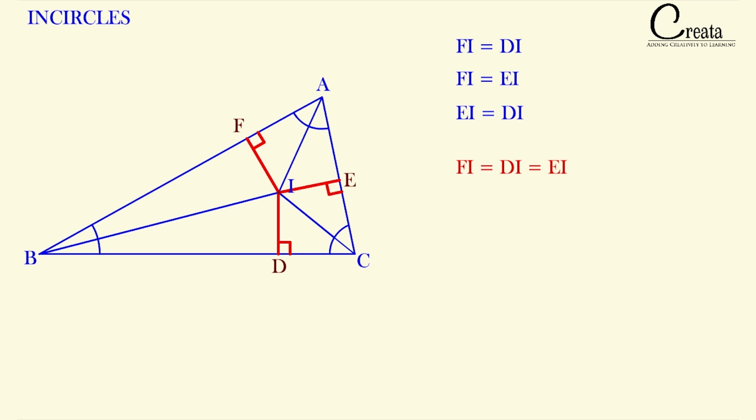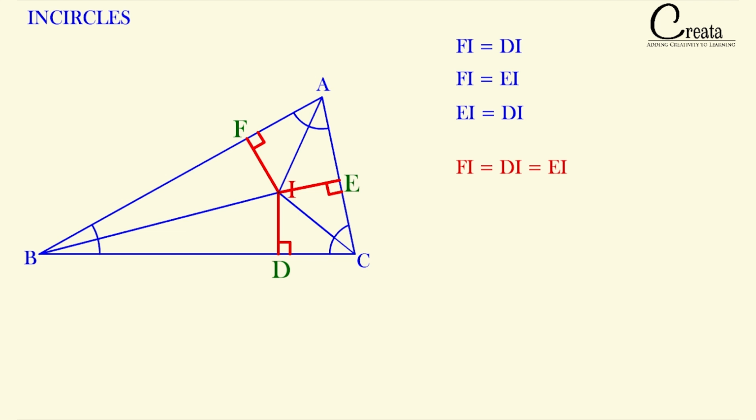We can also say the point I, that is the incenter, is equidistant from the points F, D and E. The point I is at the same distance from the three points F, D and E. Are you able to catch that these wordings are matching with the wordings of the fundamentals of the circle? That is, the center of the circle is at equidistance from all the points on the circumference of the circle.